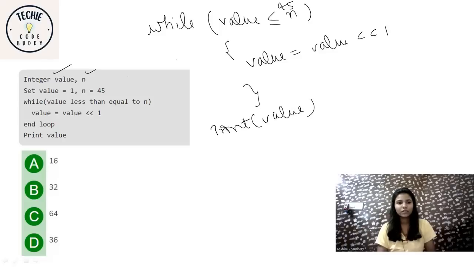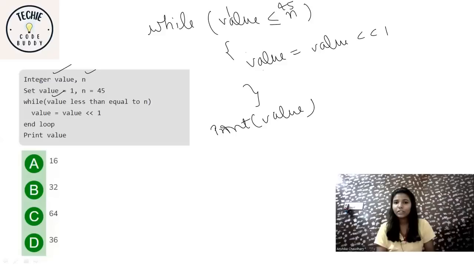So in the very first round, what is the value of value? The value of value is 1. So we will check whether 1 is less than or equal to 45 or not. So yes, it is less than.